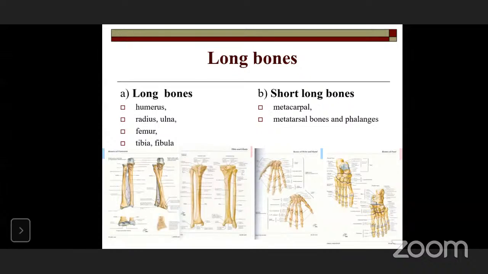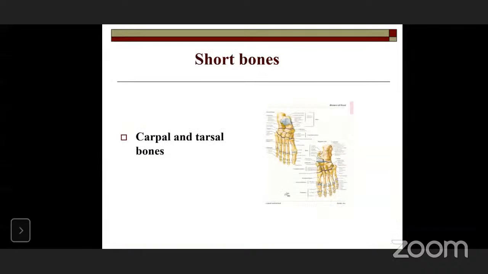In the short long bones, there are the metacarpal bones, metatarsal bones, and the phalanges. These bones are included in the short long bones. Then comes the short bones. Short bones are the carpal bones and the tarsal bones. There are 8 carpal bones and 7 tarsal bones. They come under the short bones.